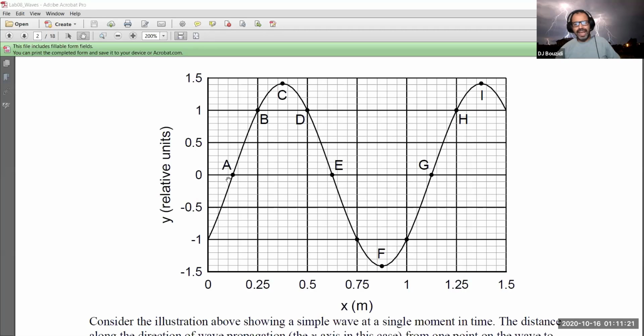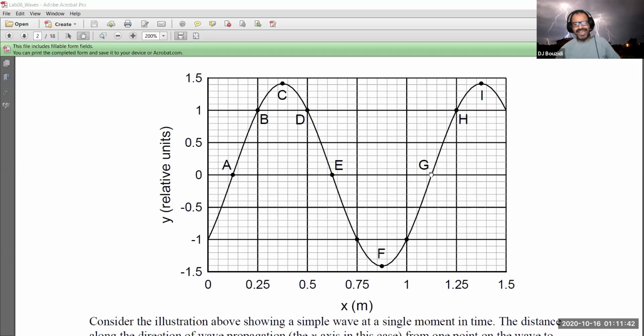The point A, for example, the wave was coming from the negative side toward the positive side. The point E, the wave was coming from the positive side to the negative side. So the distance between A and E is not a wavelength.